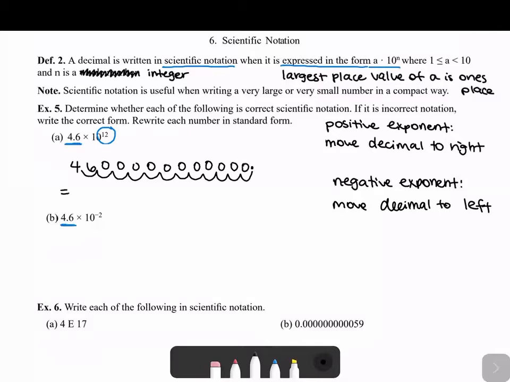So this number is 4, 6, and then 1, 2, 3, 4, 5, 6, 7, 8, 9, 10, 11 zeros. And I'm going to start putting commas in from the end of the number, right? Every 3 zeros or every 3 digits, you put a comma. So this is this really big number.